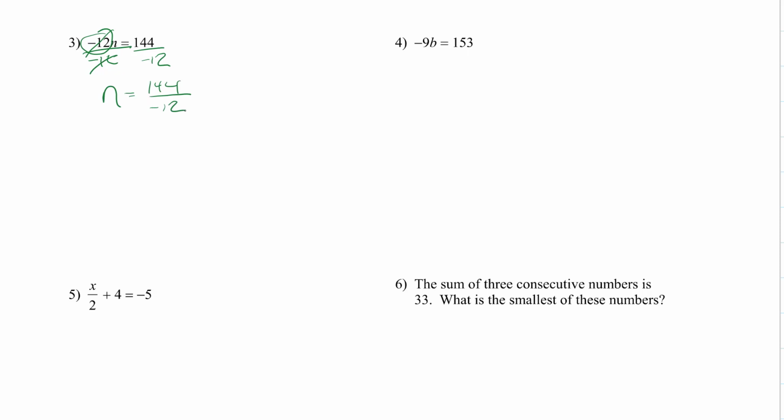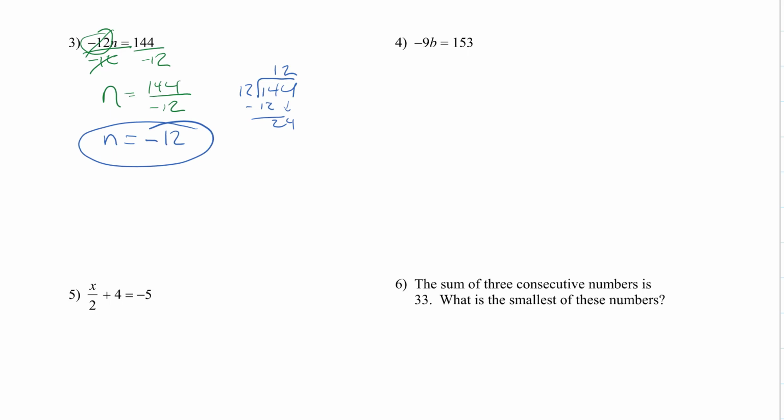Now the big concern here is I should be able to simplify this. I see right away that 12 goes into 144. Let's see, 12 goes into 14 once. And then 12 goes into 24 twice. I've got a positive divided by a negative, meaning it's going to be negative. The amount's going to be 12, and there we go.